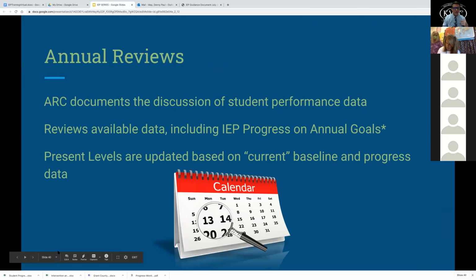So for annual reviews, ARC documents the discussion of student performance data, reviews available data, including IEP progress on annual goals. Present levels are updated based on current baseline and progress data. So you should be having a blurb in your conference summary. You should be documenting in your conference summary that you've discussed each individual goal, and that you've looked at the progress that the student made on that goal, and you've determined what the baseline is. Do you still need that goal, or do you need to write a different goal? And that's the kind of information that you should be bringing in a cycle each year. That's why that IEP is a process, and it's a program that continues. It just keeps working, and we keep working toward that.